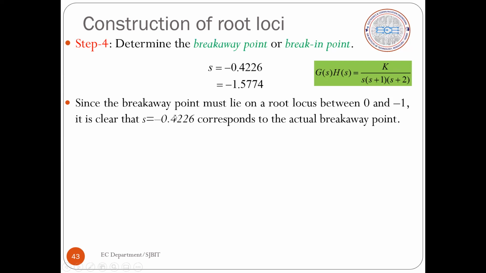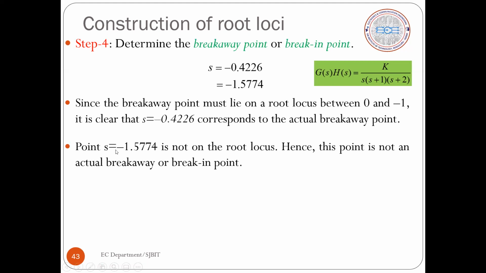Since the breakaway point must lie on the root locus between 0 and minus 1, where there exists a root locus, it has to lie in that section. Then we have a point here that is minus 0.4226. It is clear that s is equal to minus 0.4226 corresponds to the actual breakaway point, because this point lies in the root locus section which exists between 0 and minus 1. This is valid. Whereas this is a point where there is no root locus on the real axis. So you discard this and consider this.